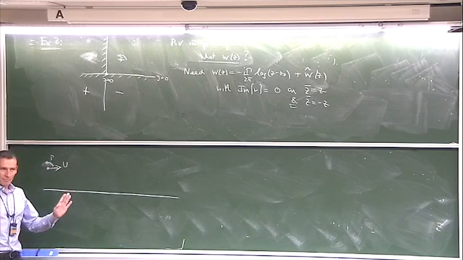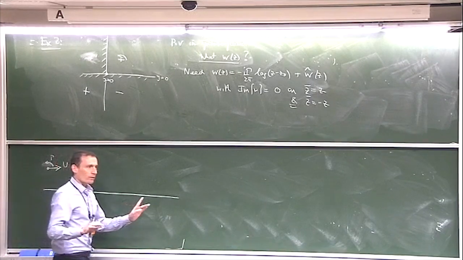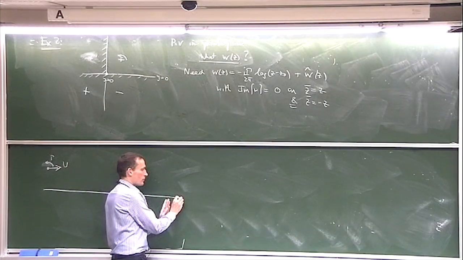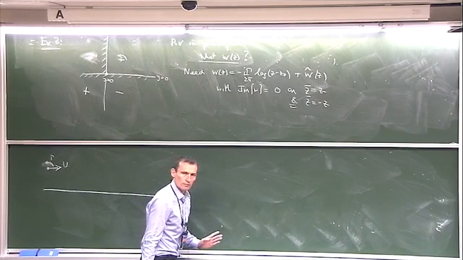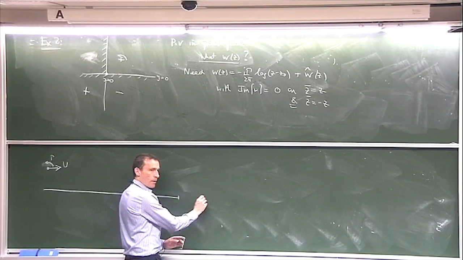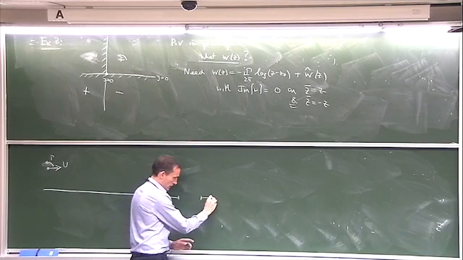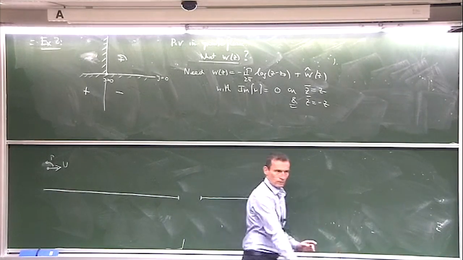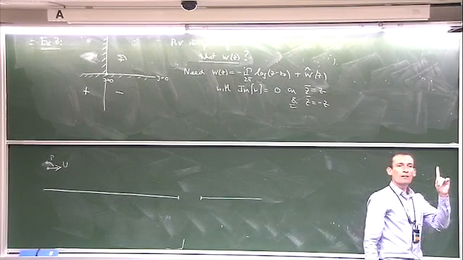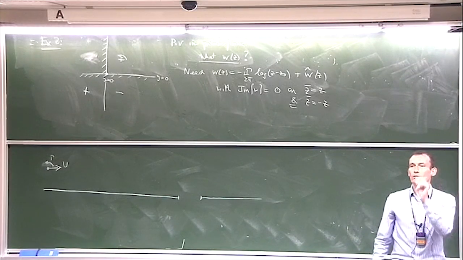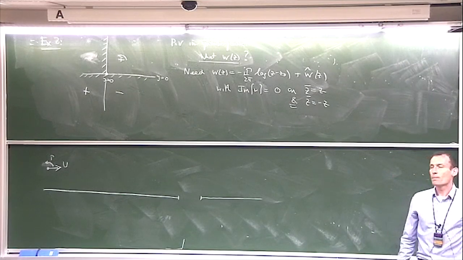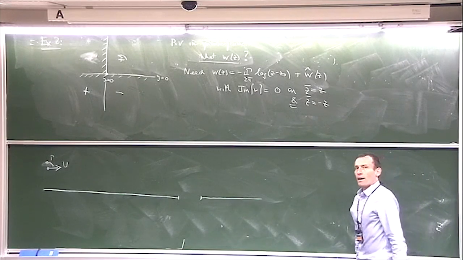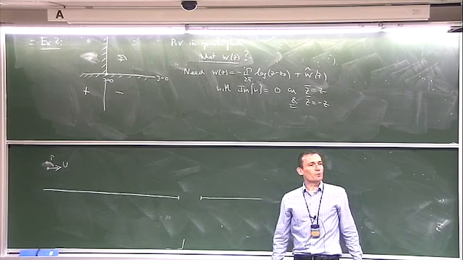Everyone following? Now look, suppose that at some point here, the wall stops. And there's a gap, and it continues on forever over there. So in other words, suppose there's a gap in the wall. What does the vortex do now?